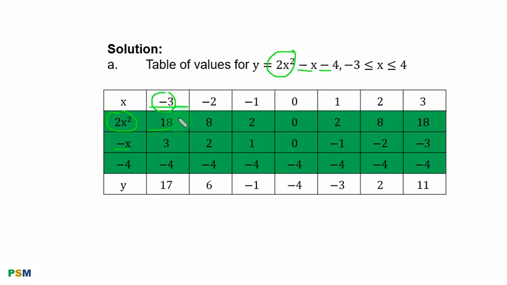We come here and simply add 18 plus 3, that is 21, minus 4, you have 17. 8 plus 2, 10, minus 4, you have 6, and so on. This is the complete table of values for the given equation. Next thing is to plot the graph of the given equation.